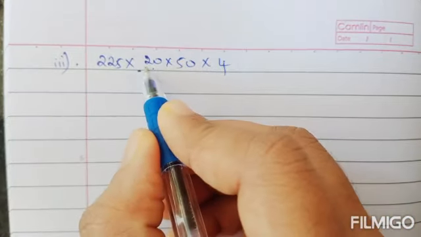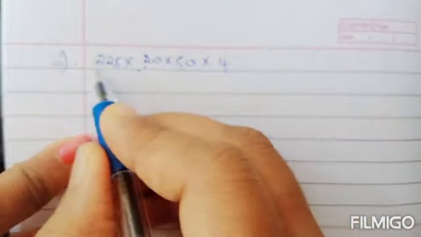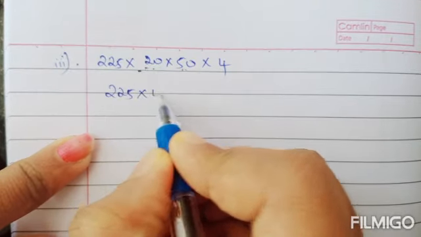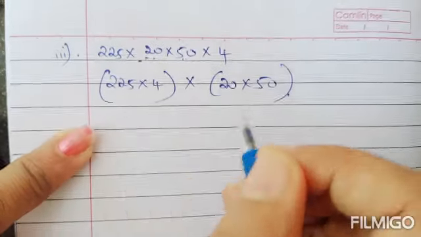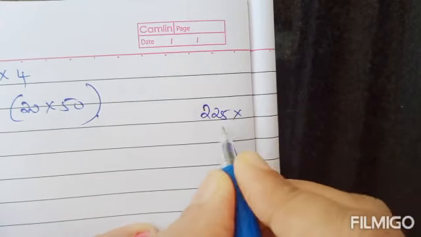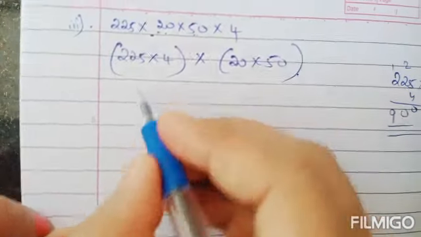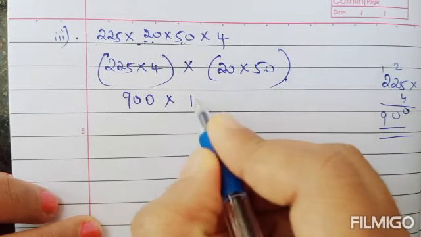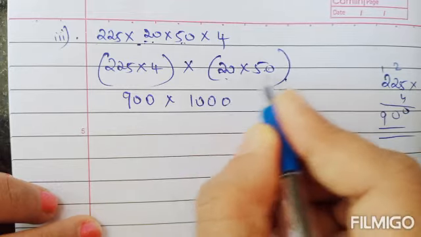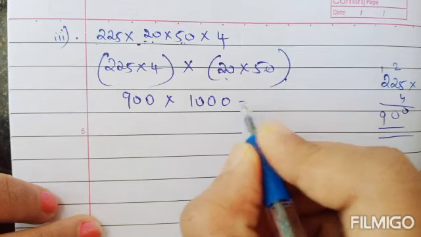Okay, third one: 225 into 20 into 50 into 4. Here we know that the product of 20 and 50 is 1000. So let us group 225 and 4, then 20 and 50. Now 225 into 4, what will you get? You can just multiply. 225 into 4 is 900. So 900 into 20 into 50: 2 into 5 is 10. Now here there are 2 zeros in total, so the answer will be 1000. Now what is 900 into 1000?